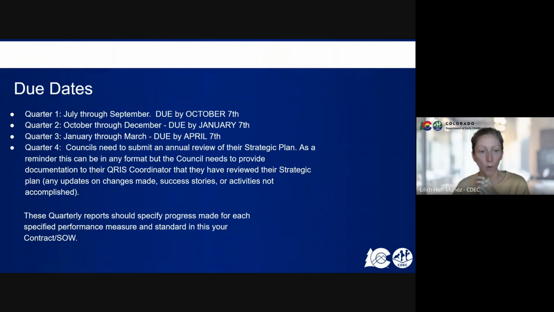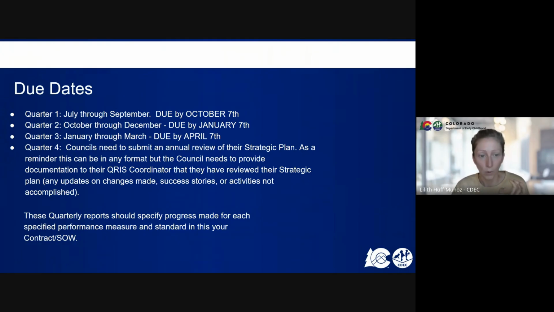And your quarter 4 reporting is basically your annual report completely filled out, and then a review of your strategic plan. Could be a 1-pager, could be bullet points, could be anything, basically saying you've been over your strategic plan and any changes, success stories, or activities not accomplished are in there.